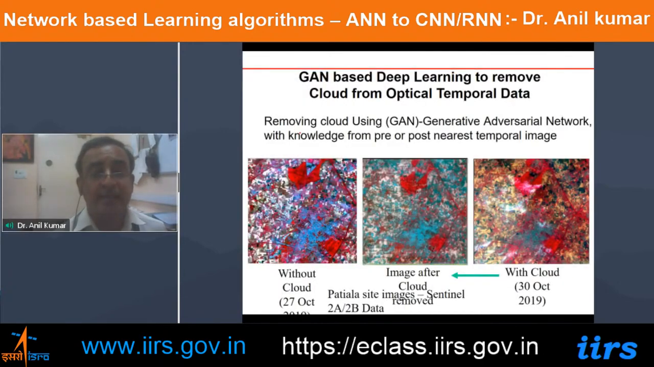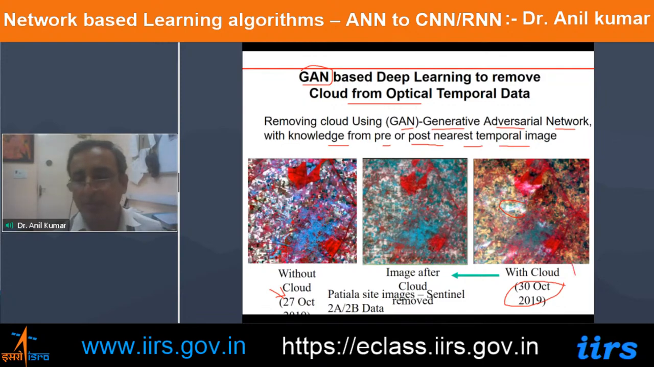So the second application of deep learning is through GAN, Generative Adversarial Neural Network based deep learning, to remove cloud from optical temporal data. Here we have used GAN, a generative adversarial neural network, with knowledge from the pre or post nearest temporal image. This is a pre-image of 27th of October, which is cloud free, but the temporal image we found of 30th of October has partial cloud. So can we remove this partial cloud and make this image usable in the temporal domain?